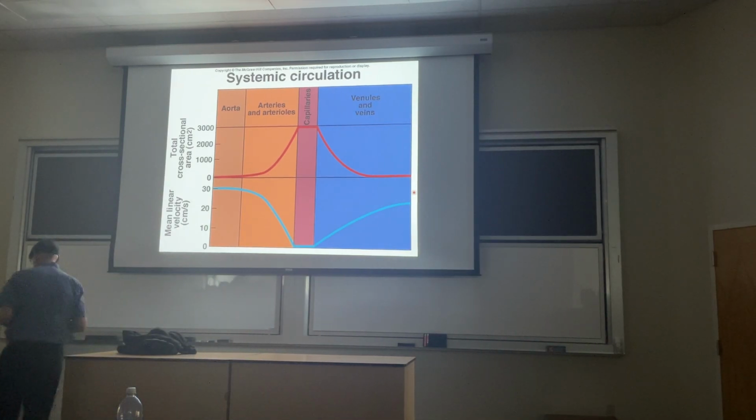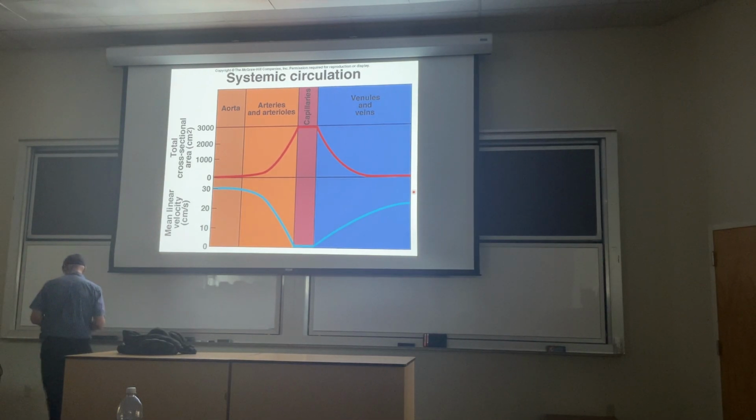We can divide these vessels into the largest of the arteries, which are elastic arteries or conducting arteries, and then the largest number of arteries, which are the distributing or muscular arteries. And then we go down to smaller arterioles, and eventually to capillaries, and then venules and veins.